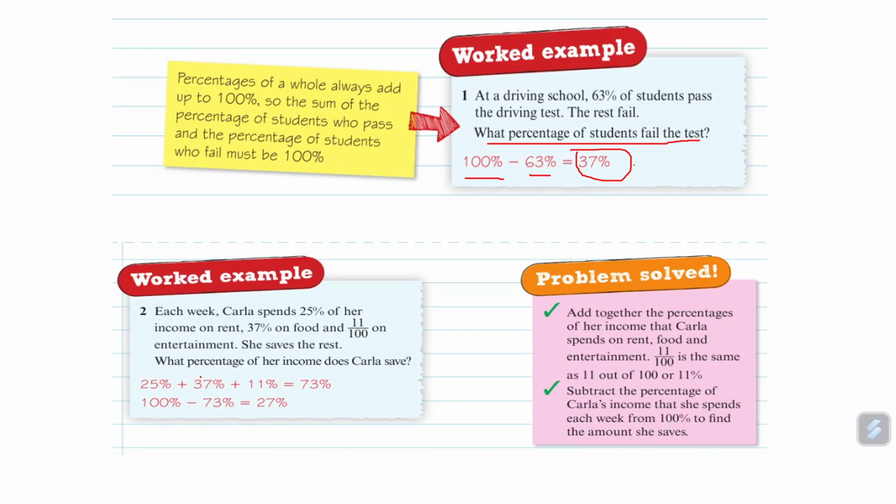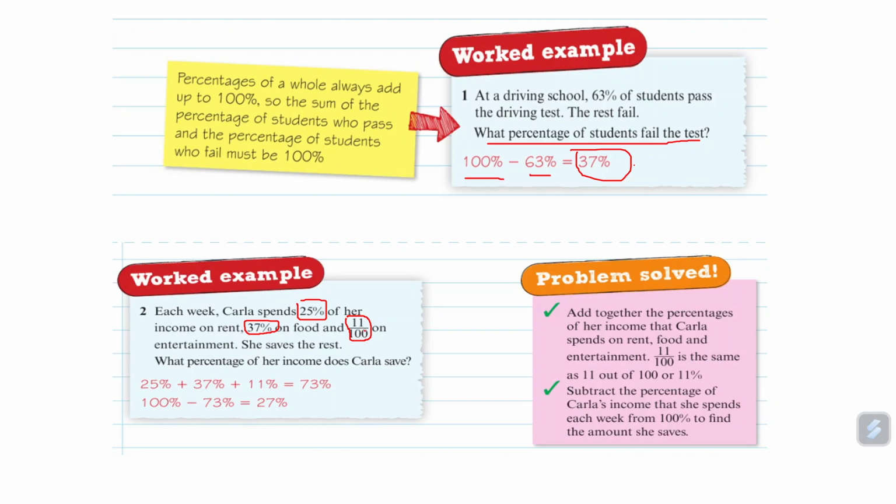Therefore, 37% of the students fail the driving test. Let's see another example. Each week, Carla spends 25% of her income on rent, 37% on food, and 11 over 100 on entertainment. She saves the rest. What percentage of her income does Carla save? You can see this is in percentage form. This is also in percentage form. This means percentage too, but they deliberately put it in fraction form, just to confuse you.